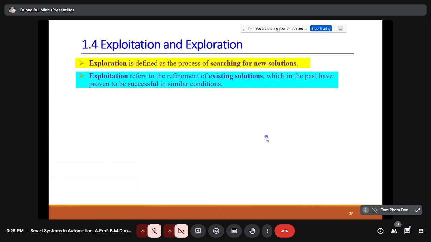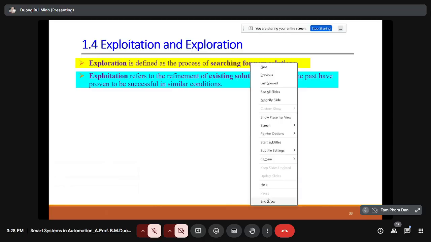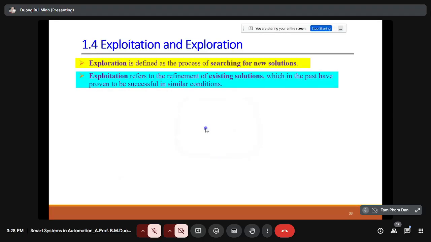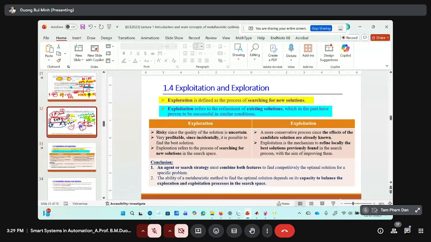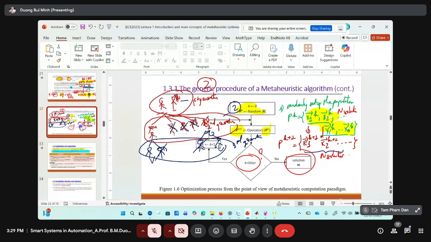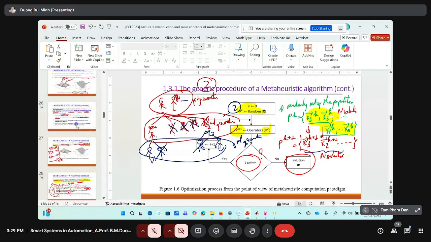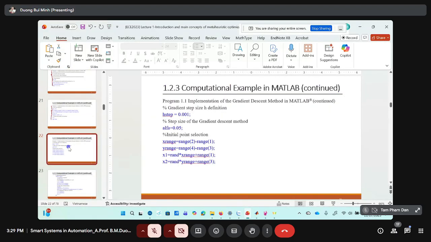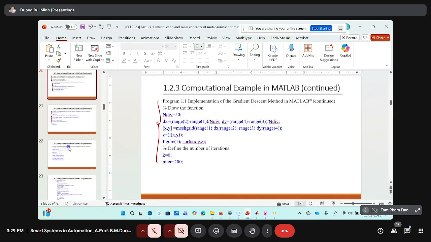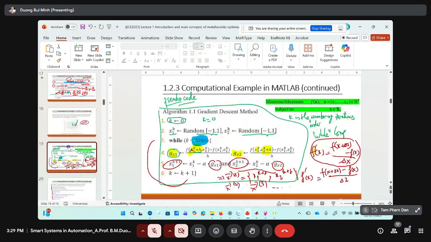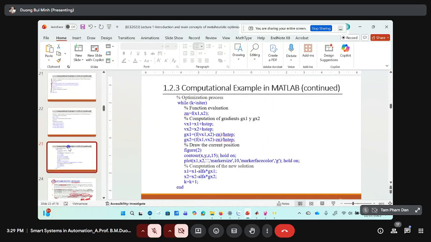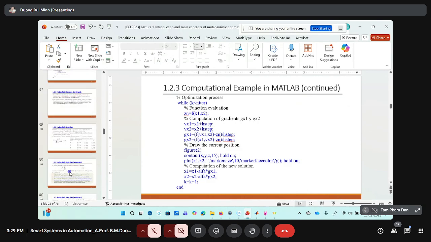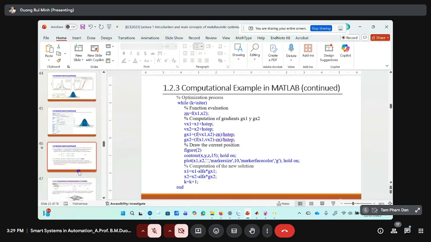Okay, I think we stop now. And then we have 30 minutes to install MATLAB. Try to run the MATLAB code here, and then you need to submit your quick test.